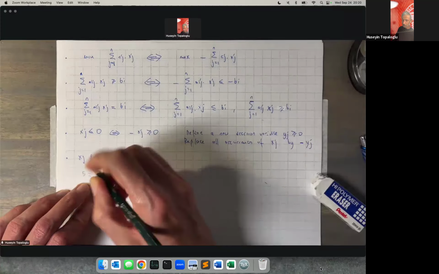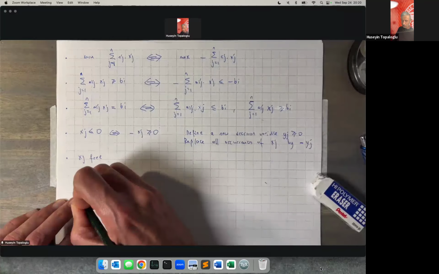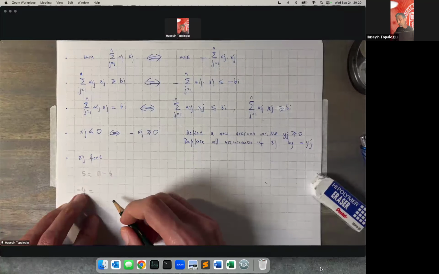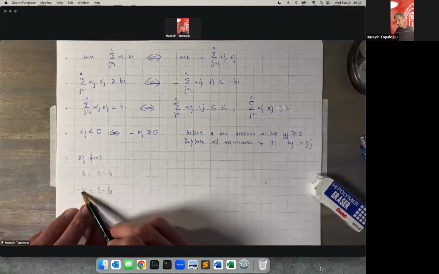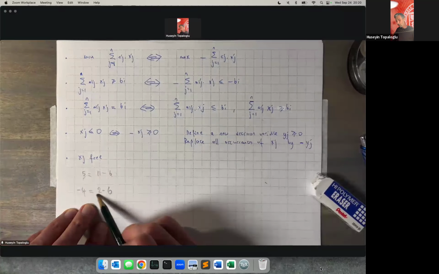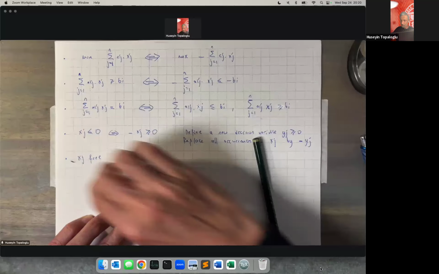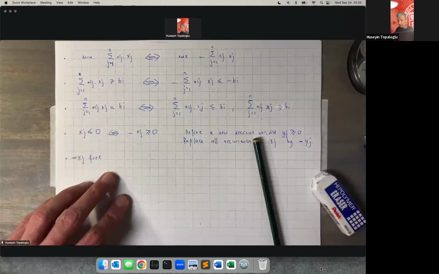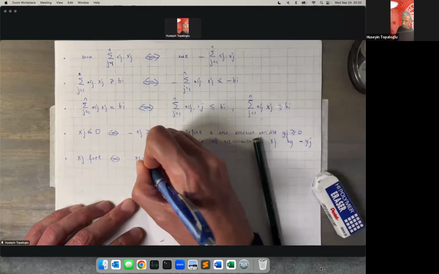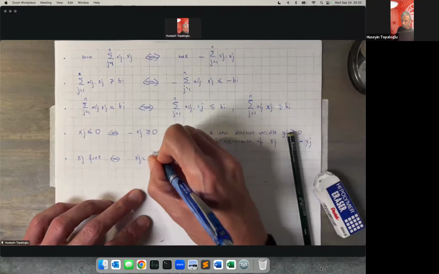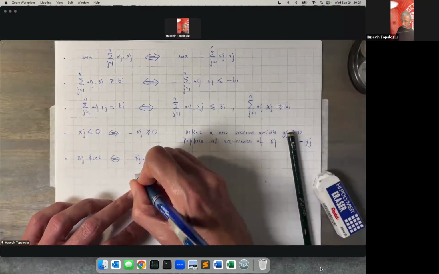Like for example, I can write 5 as 11 minus 6. 5 can be written as the difference of two positive numbers. Likewise, I can write minus 4 as 2 minus 6. So I can write a number, whether it's positive or negative, as always the difference of two positive numbers. Good. So if I have a decision variable xj that is free, then we can express xj as the difference of two positive decision variables. Let's say xj can be expressed as xj hat minus xj bar, where xj hat and xj bar are non-negative.